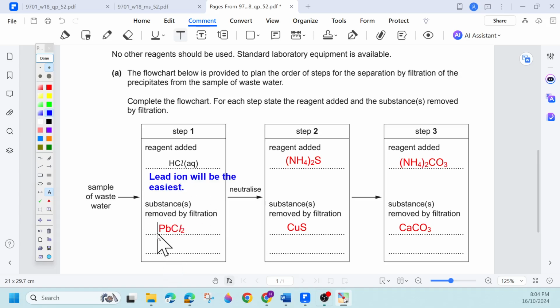So that makes sense, no? After you add the chloride, you're going to form a lot of lead chloride. It's going to form the solid precipitate, and you can remove it with filtration. So now in the solution, there is only copper 2 and calcium ions.